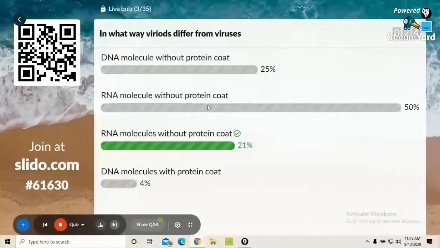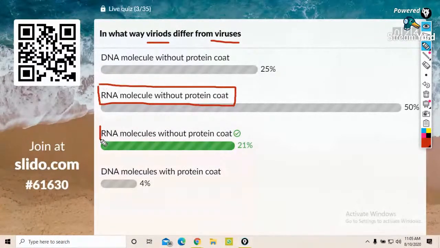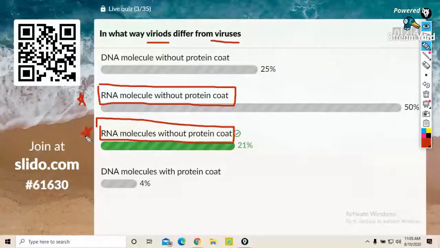The answer is that viroids differ from viruses in being an RNA molecule without a protein code. Look, these two options are similar, that's why it gets wrong. Actually, the option was RNA molecule with a protein code, option B, and this was the correct option. Since nothing is mentioned like that and the question was wrong, both are correct.